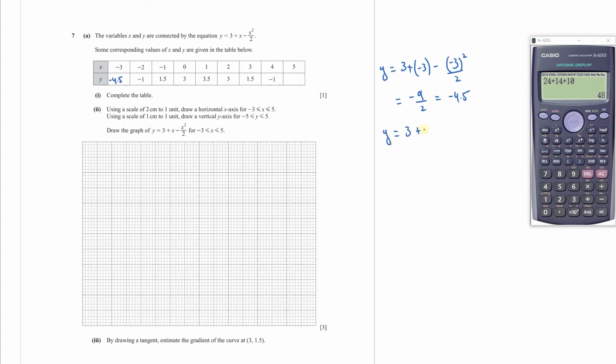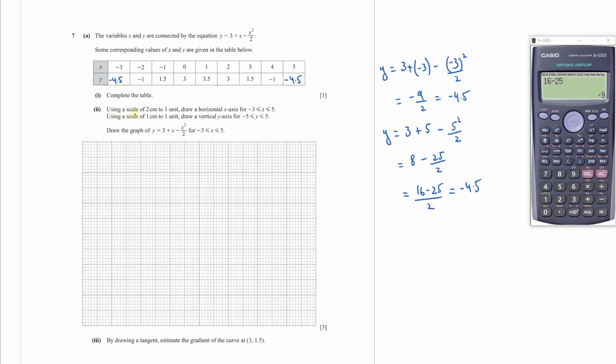So this will be 3 plus 5 minus 5 square over 2, which will be 8 minus 25 over 2, which will be 16 minus 25, and LCM is 2. And then 16 minus 25 will be minus 9 over 2, which will be same, minus 4.5. So this will be also minus 4.5.